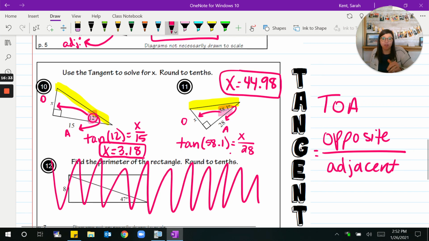Okay, I know that was a lot. I feel like I went fast in the video. If you have questions about how to set it up, how to put it in your calculator, please ask. And don't forget, you need to change to degrees every time. I'll add a note at the top of this so it'll be on the copy. All right? Let me know if you have any questions.